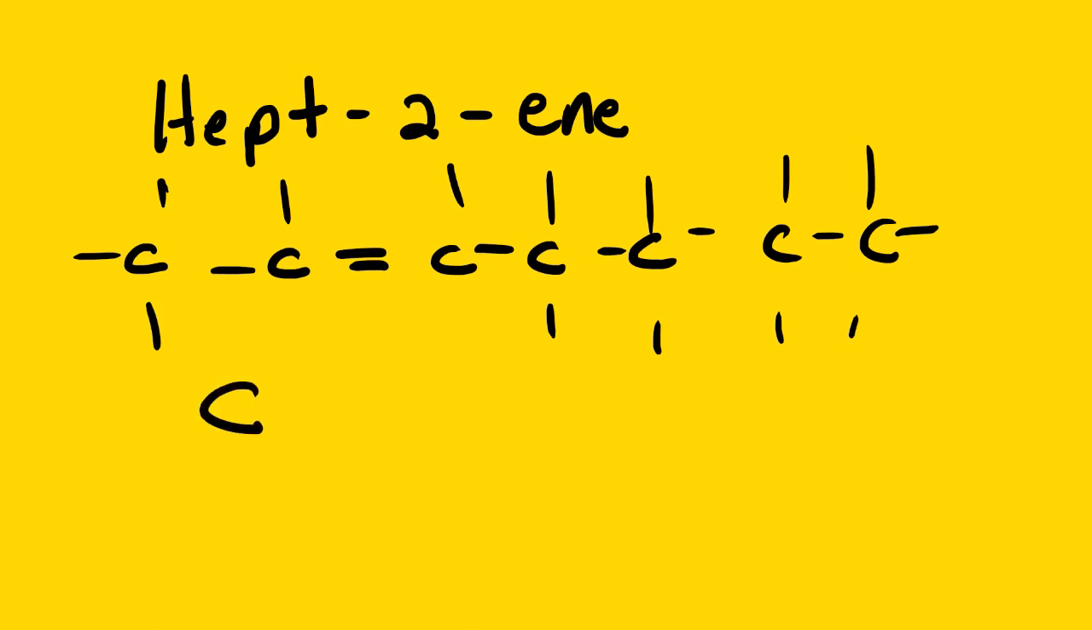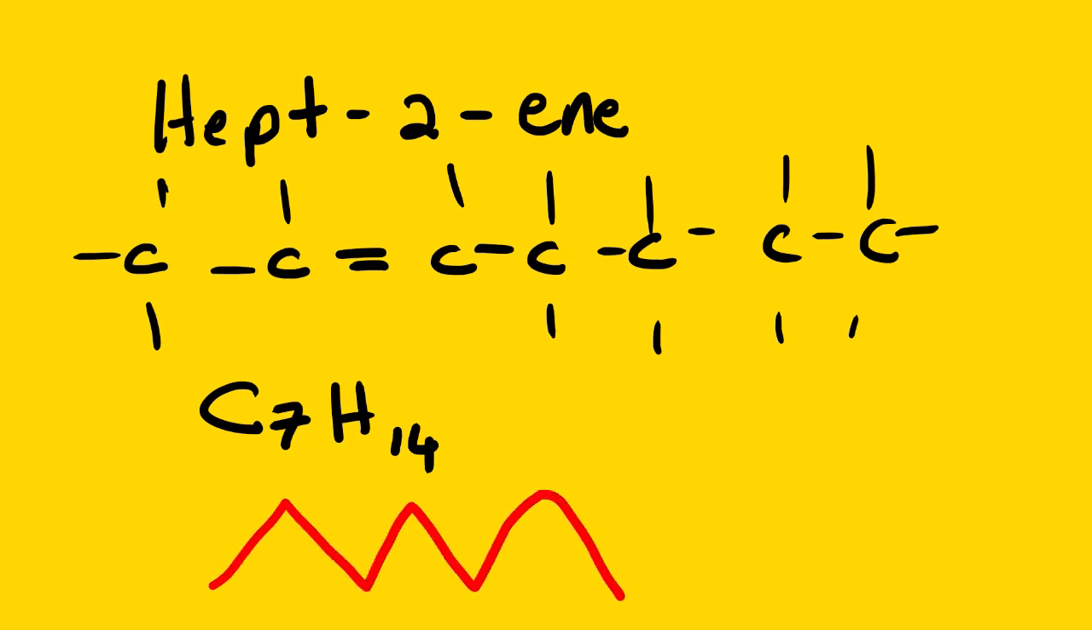And then we have C7H14. Skeletal structure of this, we have something like this: 2, 3, 4, 5, 6, 7. Then the double bond would actually be between 2 and 3. For you not to get confused, if we were to draw hept 1 in, it simply means that the double bond would be here. Then on the skeletal structure it would be here.